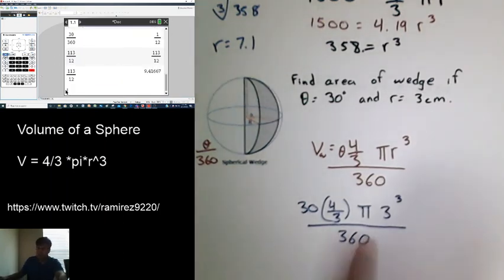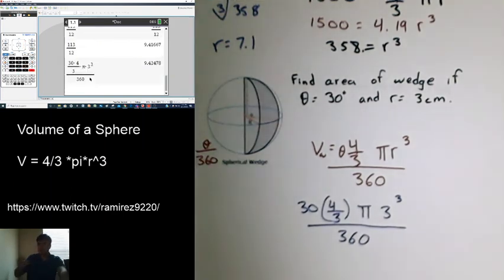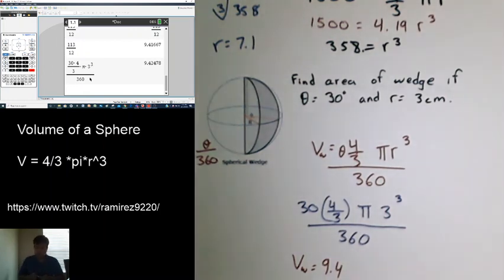Or if I just use the formula, 30 times 4 over 3 times pi times 3 to the third power divided by 360, we pretty much get the same thing. So the volume of this wedge is 9.4. That's it, guys. That's how you find the volume of a sphere or part of a sphere.